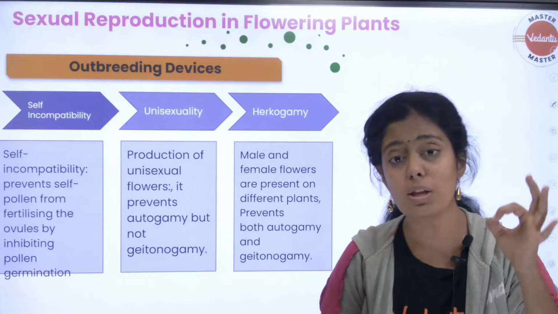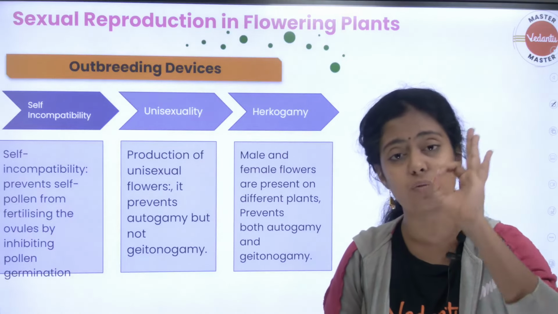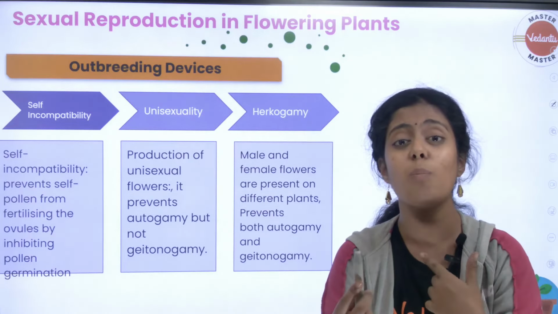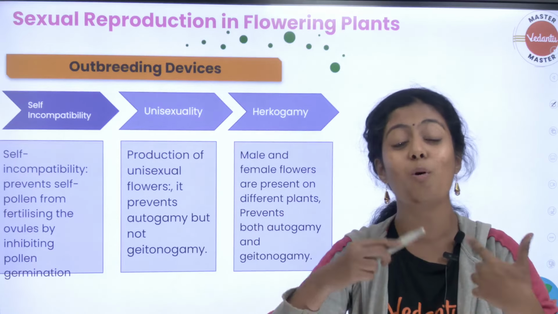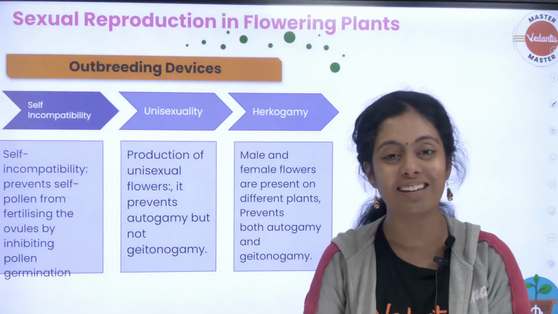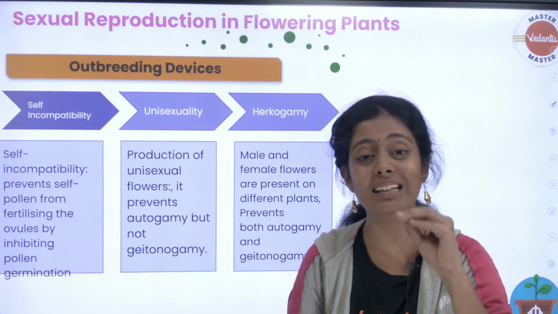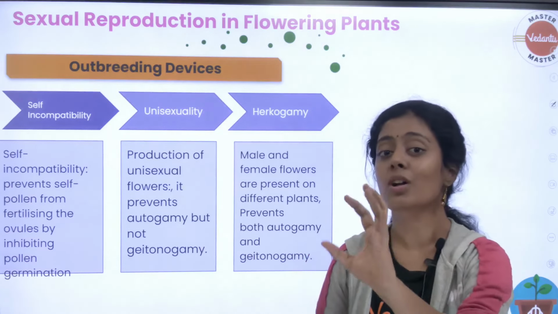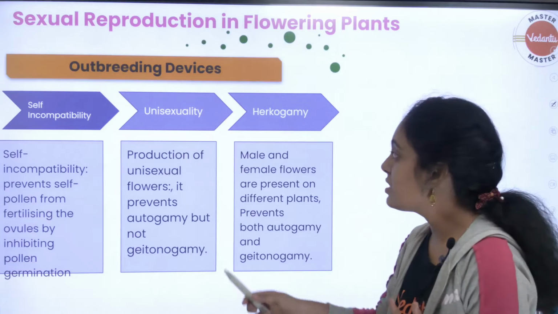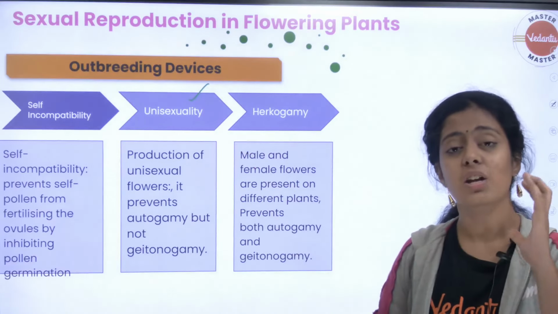Self-incompatibility na enna? Though the pollen falls on the stigma of the same flower, there will be no pollen-pistil interaction. And the pollen-pistil interaction e nadakkadu. Okay, nadakkadu na enna artham pasangala? The pollen is not compatible to the pistil. Okay, next you have unisexuality.